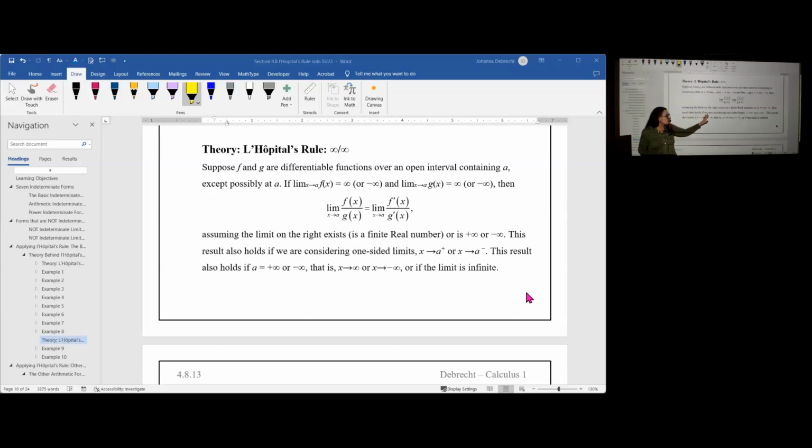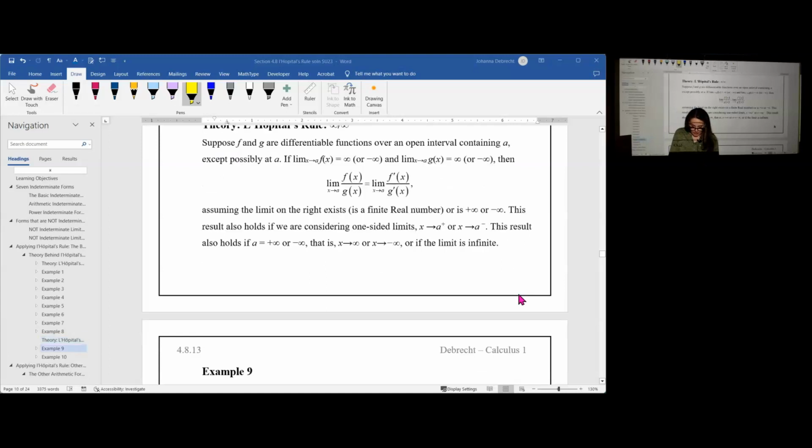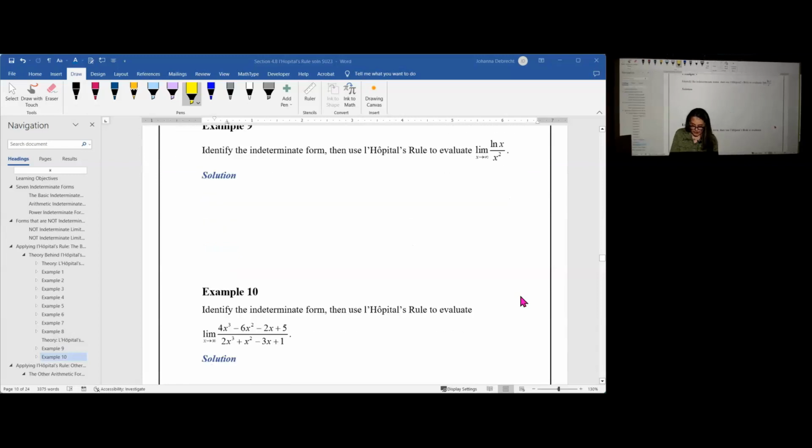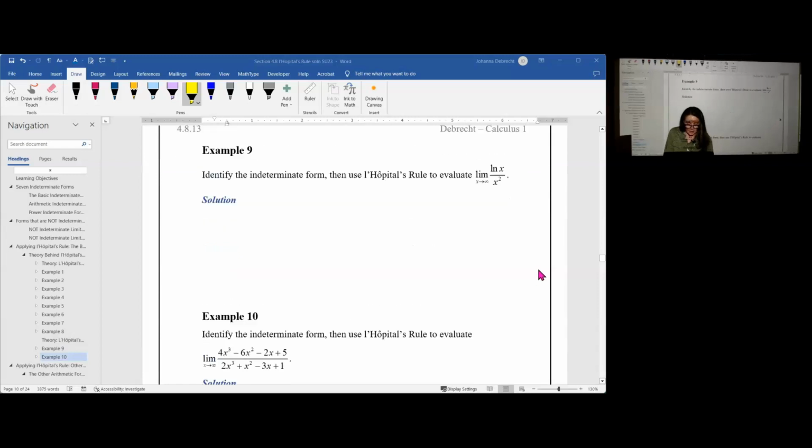The result also holds if we consider one-sided limits as x approaches a from the right or the left, and it also works for end behavior, x approaching infinity or negative infinity. Let's go ahead now and look at some examples for how to apply this one.